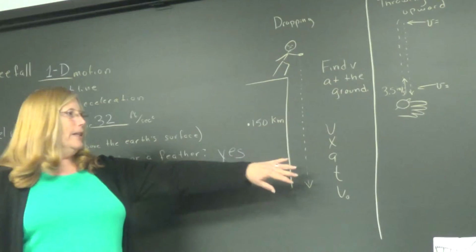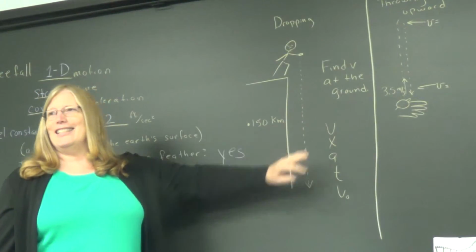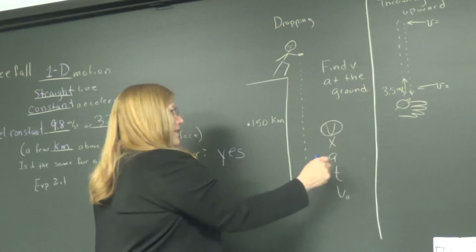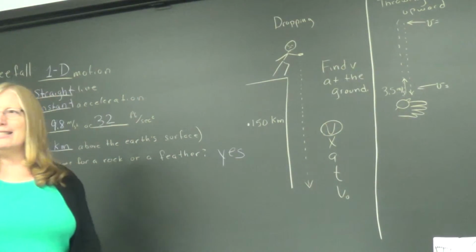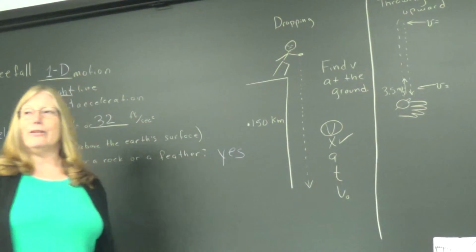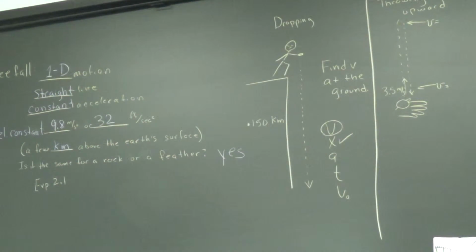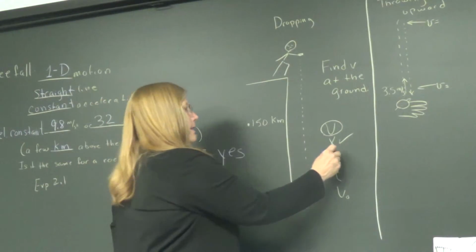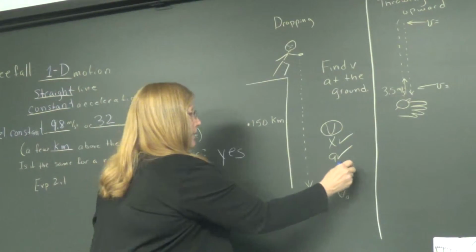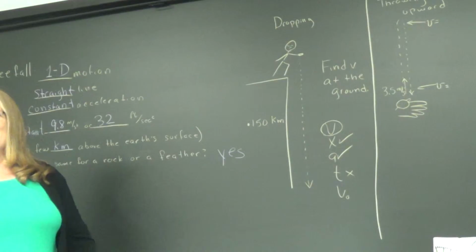Alrighty, Emily Keene, do we know final velocity in this problem? That's what we're trying to find. So we need to have it in the equation. Do we know distance? Yes, we do, and let's put a check there. Do we know the acceleration? Yes. Because we're in free fall, the acceleration is the acceleration constant. So yes, we do. And do we know time? No. And initial velocity?